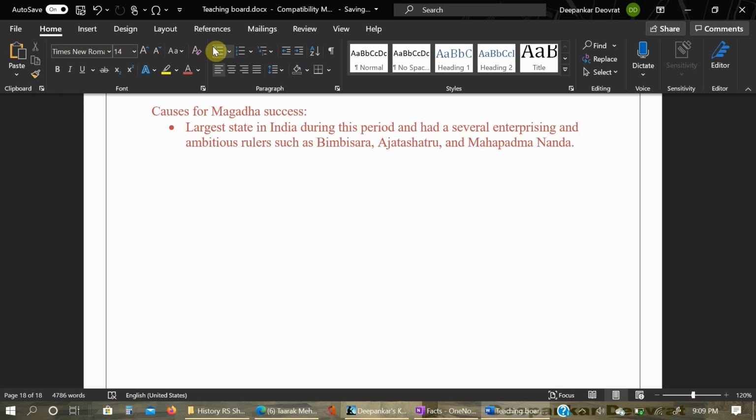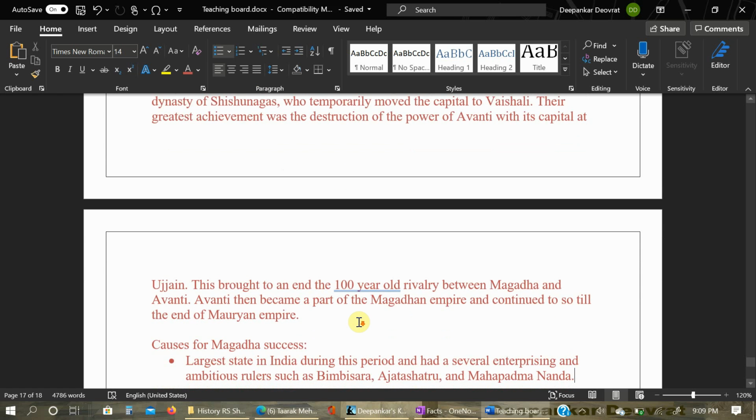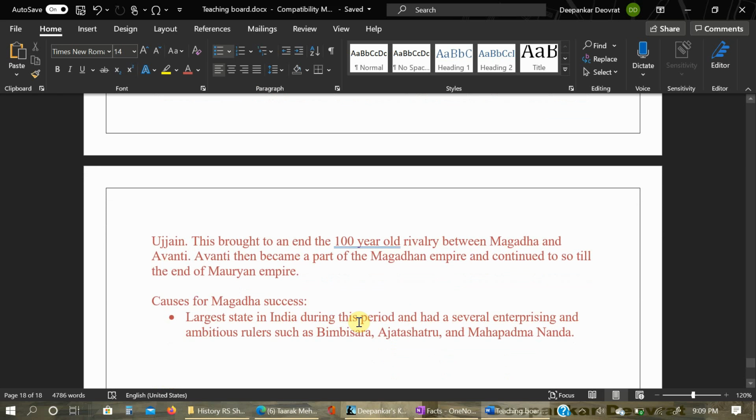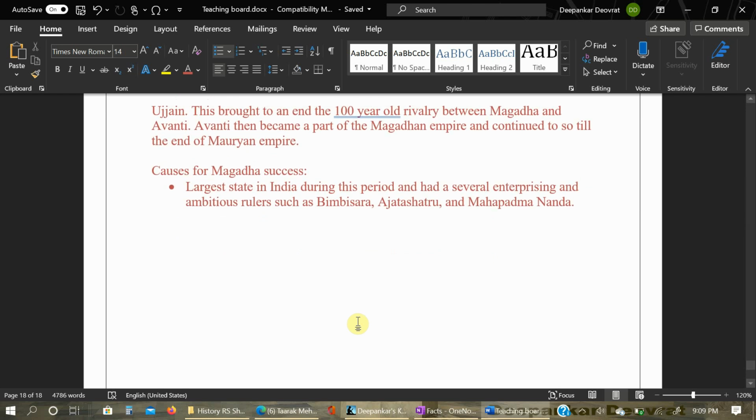Again I am narrating it: the Shishunagas were succeeded by the Nandas, who proved to be the most powerful rulers of Magadha. They were so great that at that time Alexander, who had invaded Punjab, did not dare to move to the east. And Nanda extended the Magadhan power by conquering Kalinga, from where they brought an image of a Jina as a victory trophy.